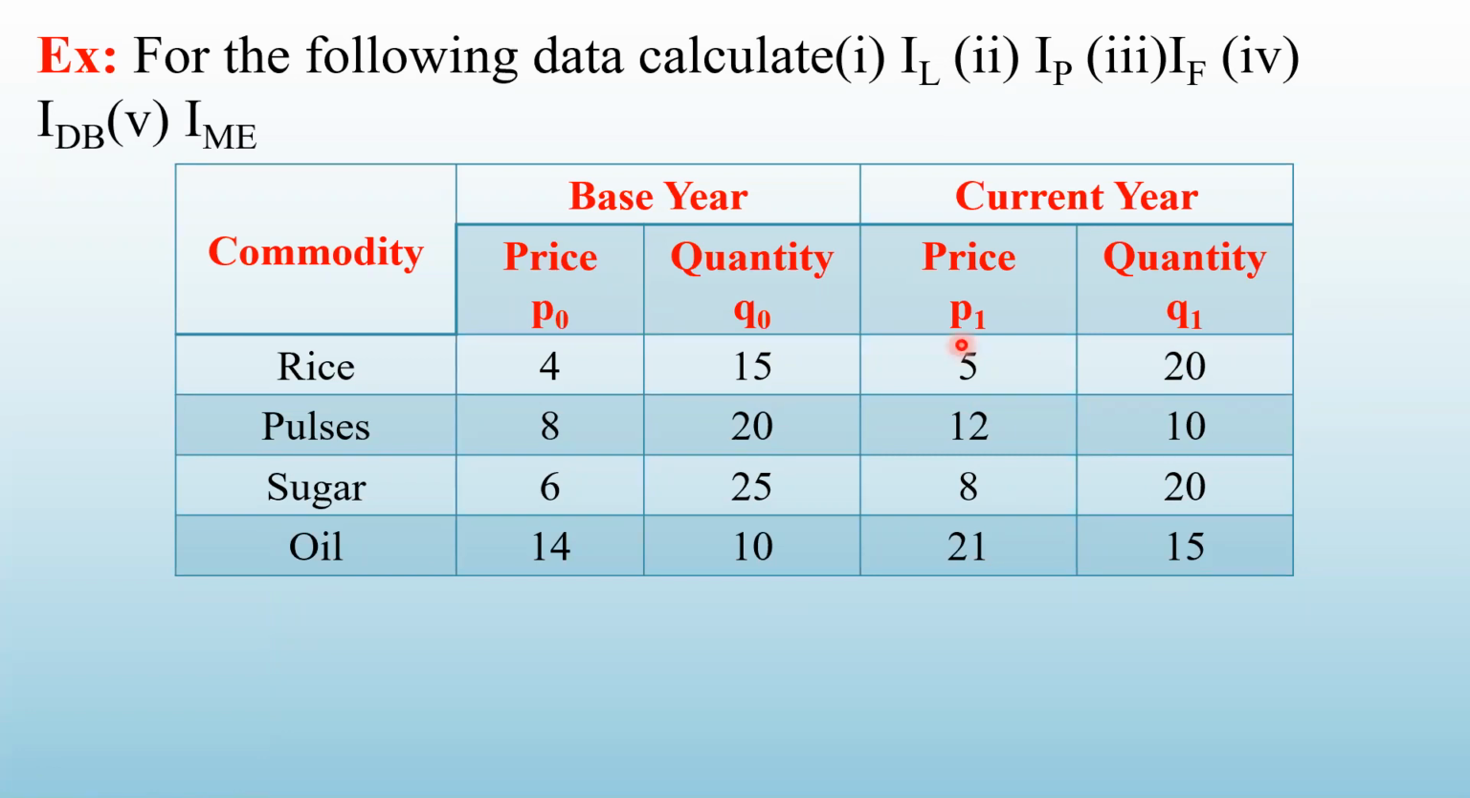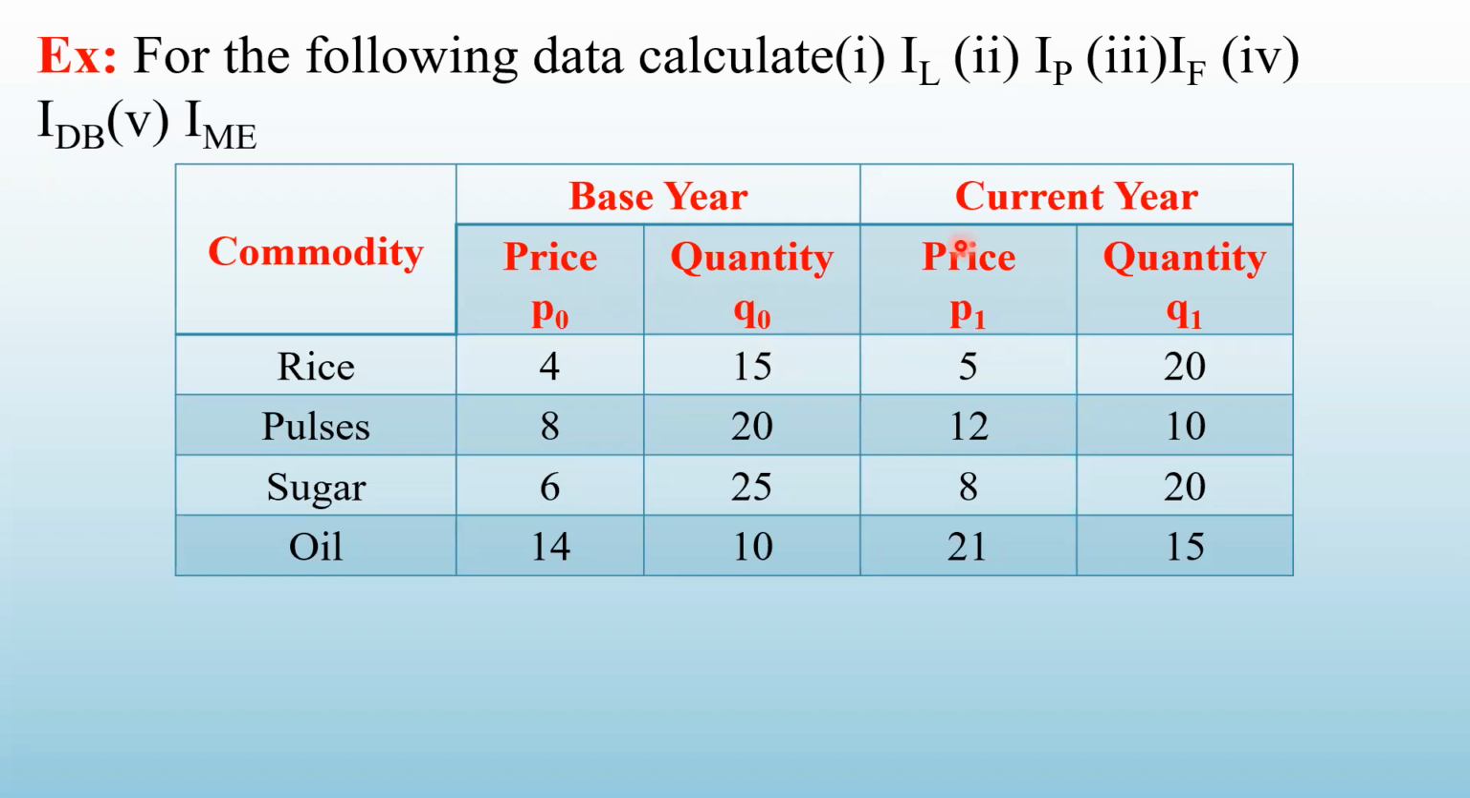Now what you have to do, with this you give the notation. Base year price: price we denote by P, and if it is for base year, we put the suffix as 0. So this column is P0. This column, quantity, we denote by Q, and for base year we put the suffix as 0. So this column stands for Q0.